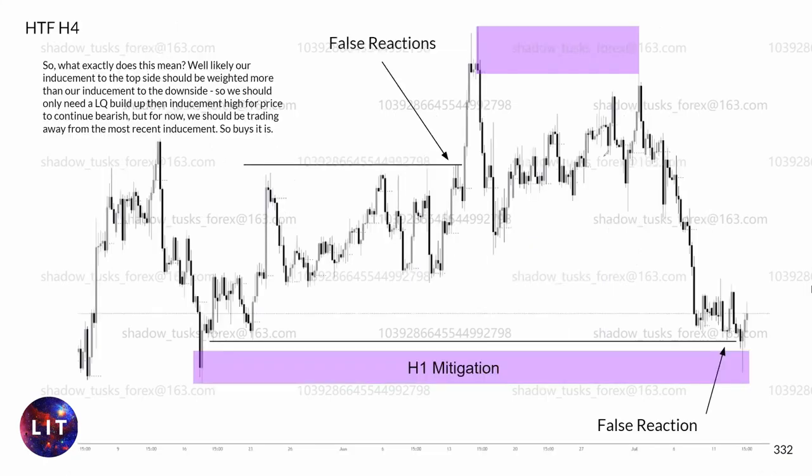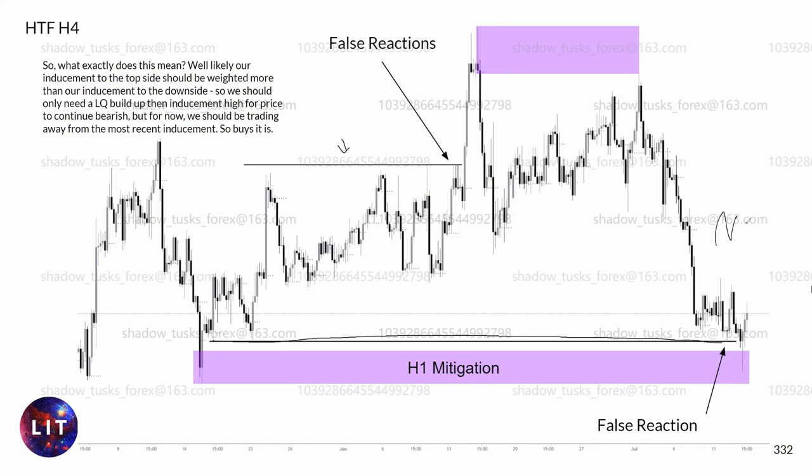Okay, so what exactly does this mean? Well, likely our inducement to the top side should be weighted a lot more than the inducement to the downside, this one right here. Okay, so if we're going to continue to sell off, what we need to see is something similar to this, and that's it.